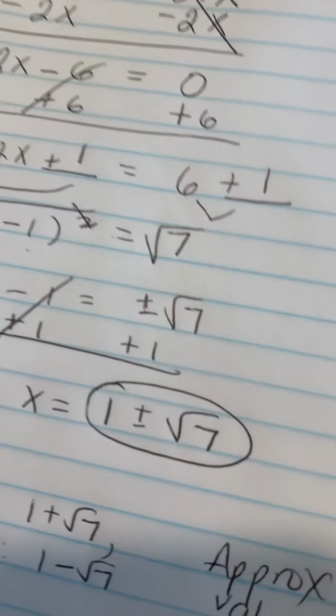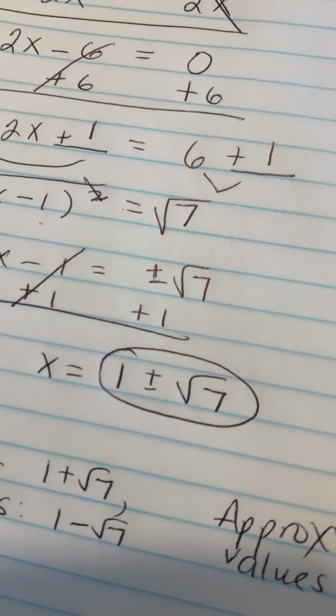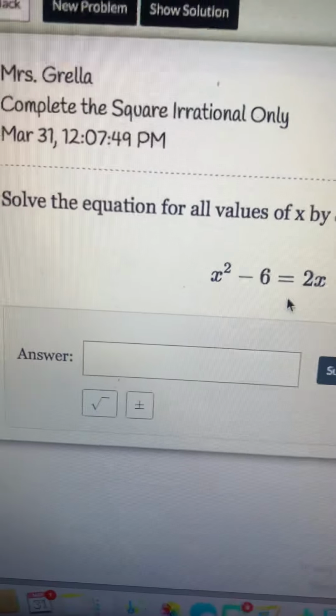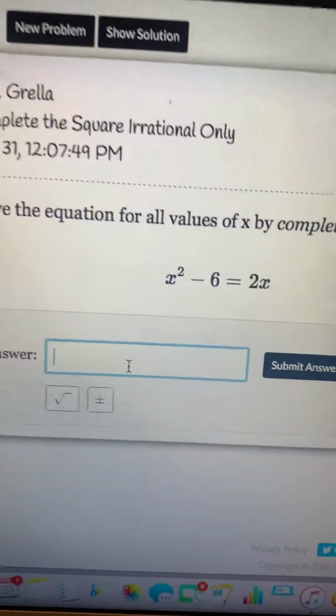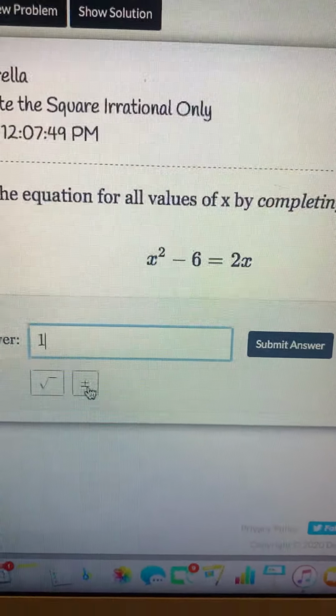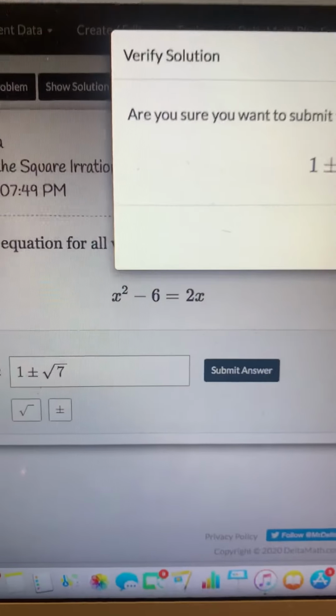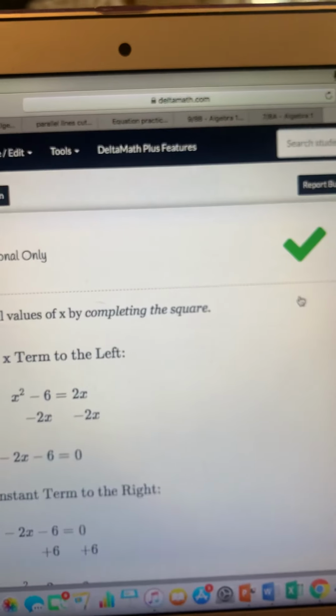But on delta, you can just give them what I circled as your answer. You can see here, there's a radical there, and there's a plus or minus. So what I would have to do is write 1 plus or minus radical 7. Okay?